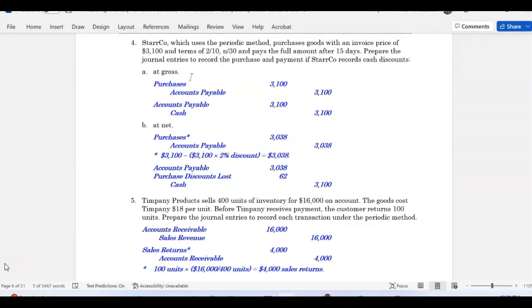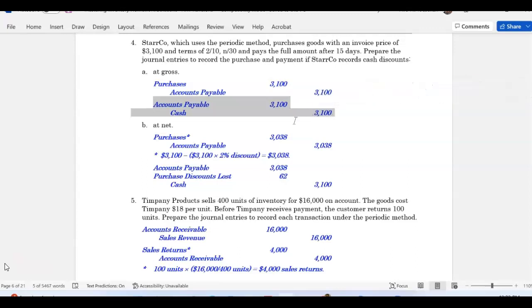Prepare the journal entries. At gross, you go with the whole amount. So purchase $3,100 will be debited, the gross amount, and accounts payable will be credited. And because it's paid after 10 days, guess what? There is no discount, right? So accounts payable needs to be paid, and you debit accounts payable and you credit cash for $3,100 to pay it.